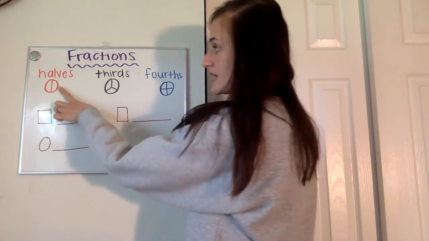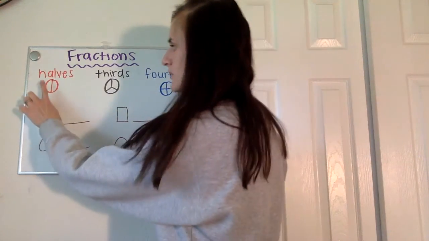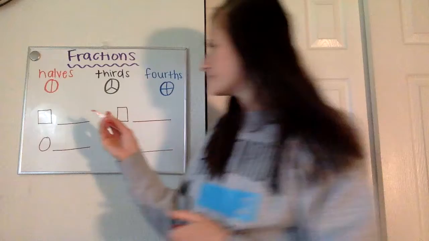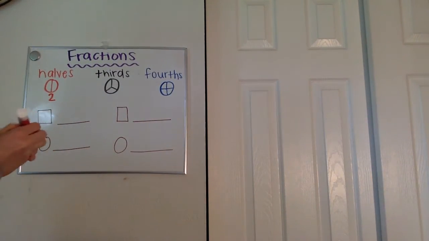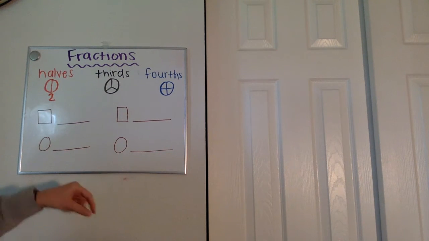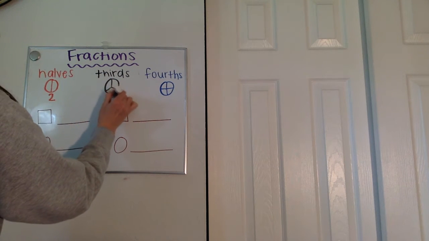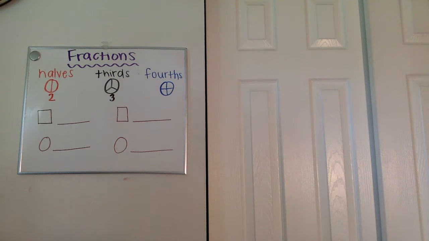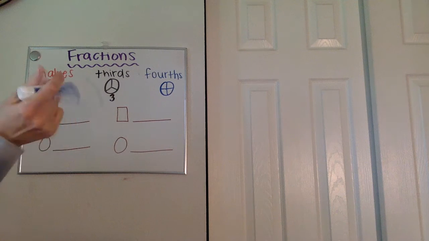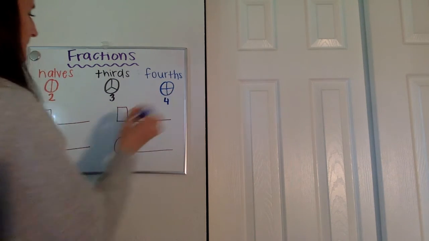And you'll notice if a shape is broken up into halves, how many parts are there? 1, 2. Good job. When we have thirds, you can almost hear it in the name, thirds. How many parts do we have if we break an object or a shape into thirds? 1, 2. Yes, we'll have 3. And lastly, fourths, it says it in the name again practically. How many pieces will we have? Absolutely, we will have 4.